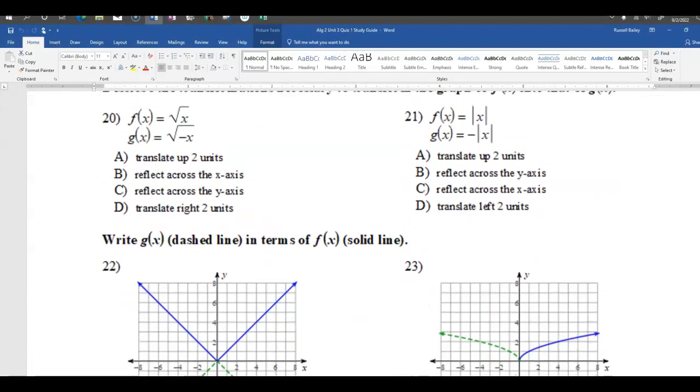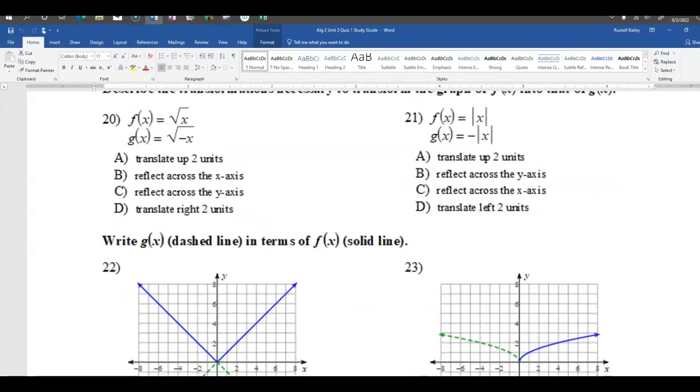Let's go ahead and take a look at number 20. And this is like what we learned in school last class. Whenever you have a negative on the inside, that means that it is a reflection across the y-axis. And for that, I would just have you guys look at your notes from lesson 3.3 on that. Whenever you have a negative outside, that is a reflection across the x-axis.